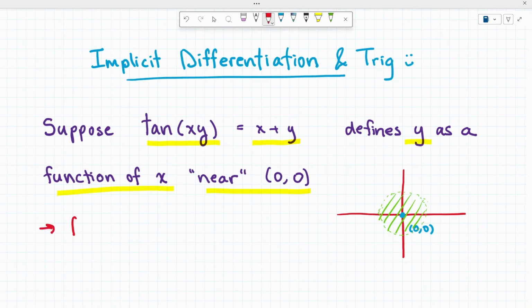Okay, so now that we have our problem defined, let's see what we're actually looking for. For this example, we want to find y prime of 0. Another way we can write this is with Leibniz notation, dy over dx at 0. So we're differentiating y with respect to x, and we want to find the value when x equals 0. So this 0 is our x value right over there.